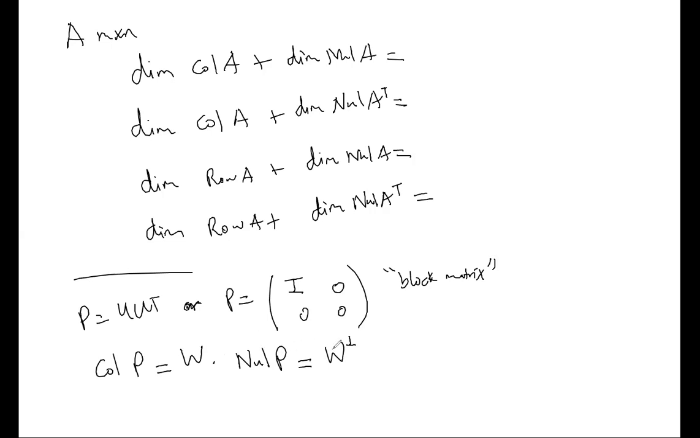And together, they add up to n, as the column space and null space should, right? Because the dimension of the column space and the null space should give you n. Because free variables plus pivot variables equals total variables. Or maybe I'll say it, pivot columns plus free columns.